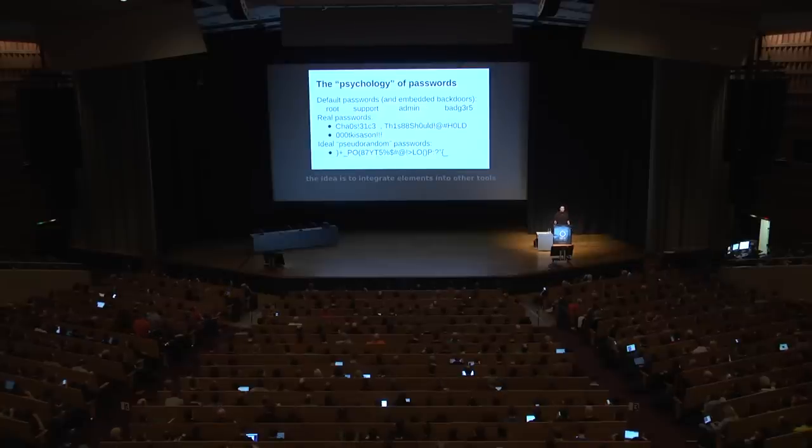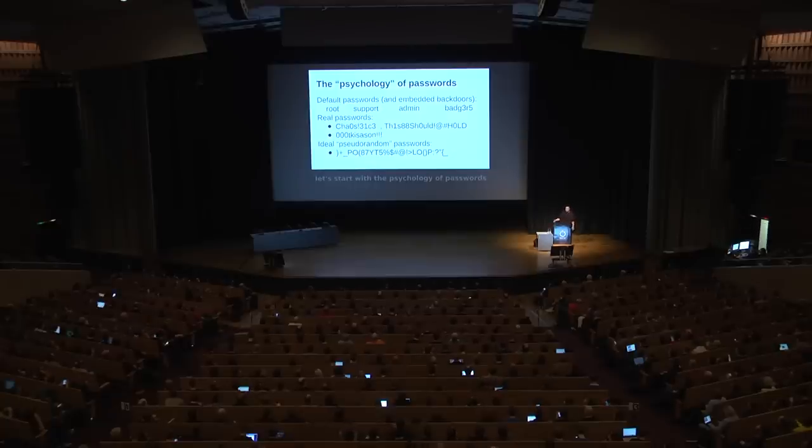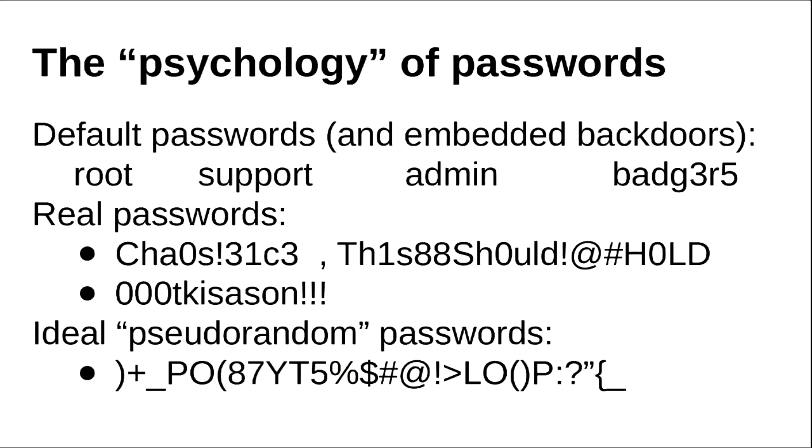So let's start first with the psychology of passwords. What kind of passwords exist? First, there are some default passwords or default backdoors that somebody was smart enough to integrate into a system like root, support, admin, and so on. There are real passwords because people need a system to remember a password. Each of you has a system how he creates a password, how he remembers the password, right? So people use combinations, mutations, they add words, they have their own ways.